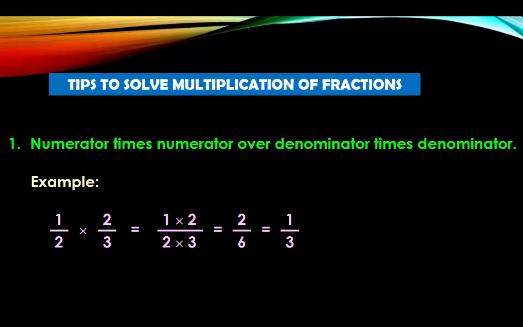numerator times numerator over denominator times denominator. So you just have to multiply numerator by numerator and multiply denominator by denominator. For example here, 1/2 times 2/3 equals, so numerator times numerator, 1 times 2, and then denominator times denominator, 2 times 3. So 1 times 2 equals 2, and 2 times 3 equals 6. So the answer for multiplication of 1/2 and 2/3 equals 2 over 6. We simplify the answer. 2 over 6 equals 1/3.